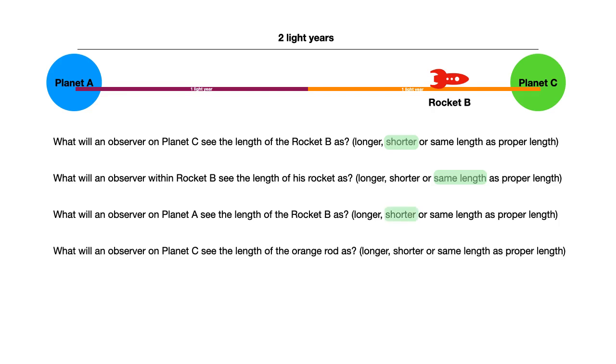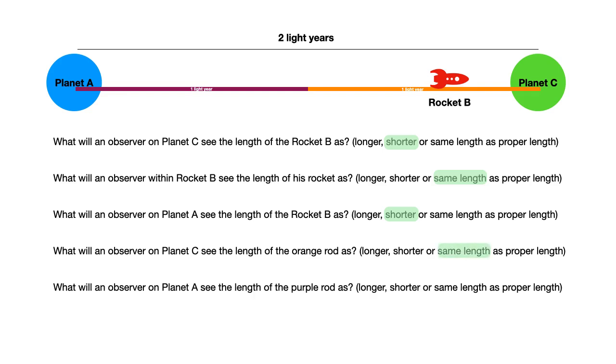If we look, however, at the length of the rods, now the length of the orange rod relative to the person on planet C, that orange rod has not moved at all. So when the person on planet C looks at the orange rod, it is still 1 light year in length. So its length will still be the same as it normally was. The same goes for the purple rod when observed from planet A. Because it's not moved relative to it, its length will still be 1 light year. It'll be the same length as its proper length.